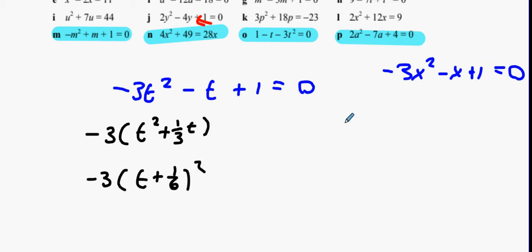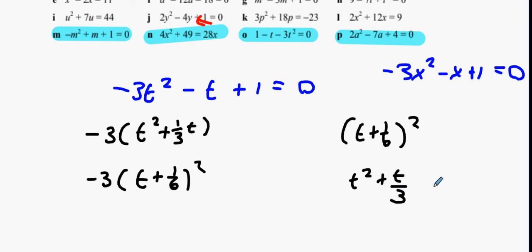Now I'm going to have to do t plus 6 squared. So what's t plus 6 squared? What do we get? Plus t over 3, yeah. And then a 6 by a 6th. Yeah, that's an awkward number, right? That's an awkward number.